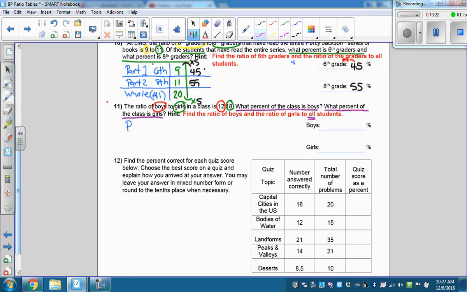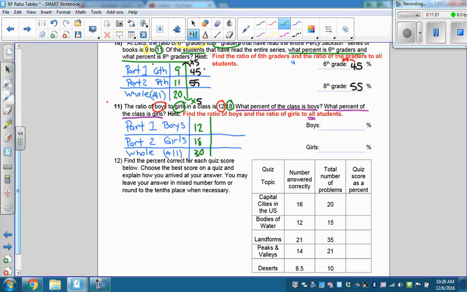Part 1 could be boys. Part 2 could be girls. And then the whole would be all students. So the ratio of boys to girls is 12 to 18. When you add 12 and 18, you get 30.